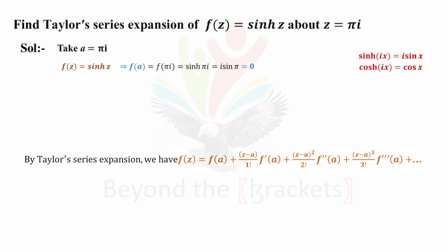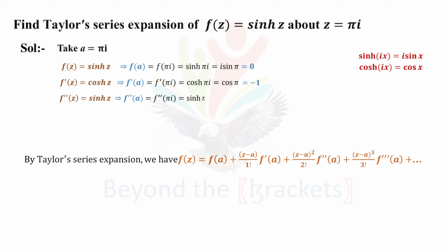Differentiating f of z with respect to z, we get f dash of z equal to cosh z. F dash of a at a equal to pi i will be cosh pi i, which is equal to cos pi, and the value of cos pi is -1. Differentiating this again, we get f double dash of z equal to sinh z. F double dash of a at a equal to pi i will be sinh pi i, which will be equal to i sin pi. Since sin pi is 0, this value is 0.